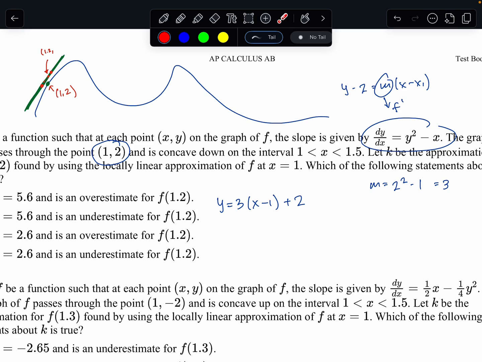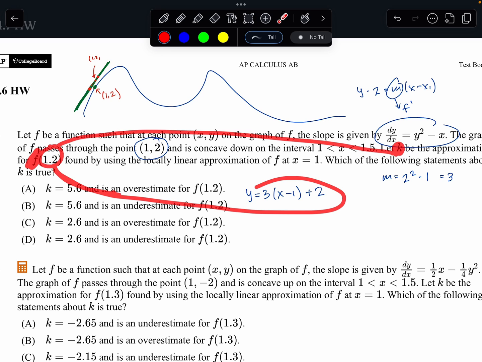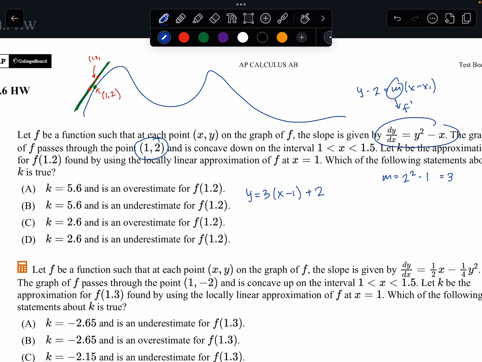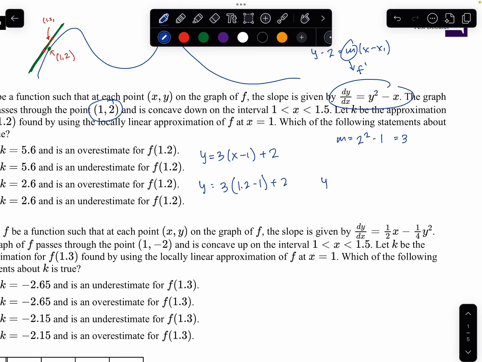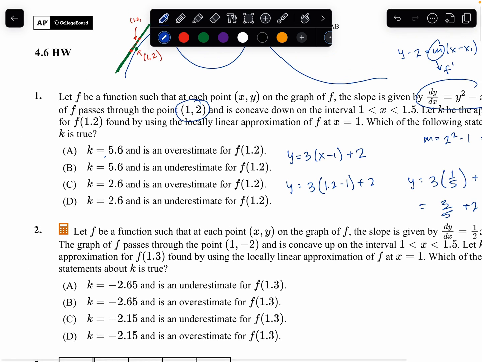We don't have the function, but what we're trying to figure out is an approximation, and k is the value of the approximation, which comes by plugging in 1.2 into, not the function because we don't have it, but into our tangent line. So we got y is equal to 3 times 1.2 minus 1 plus 2. So then we get y is equal to 3 times 0.2, which is 1/5, and then plus 2, so we get 3/5 plus 2, which is 2.6. So 2.6 is our approximation.